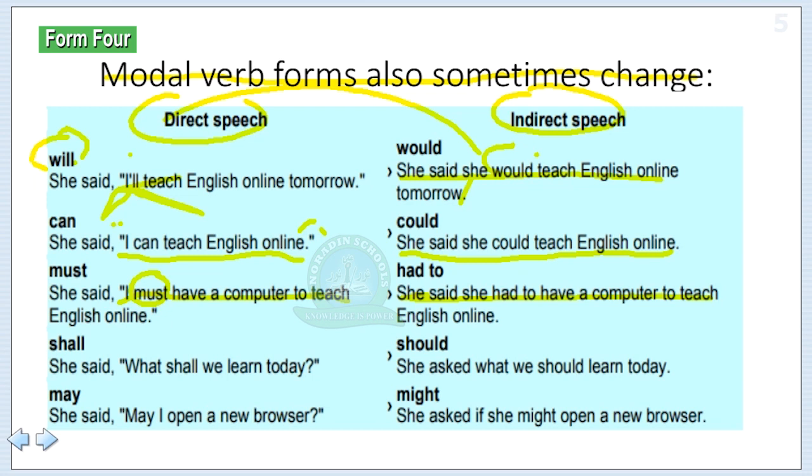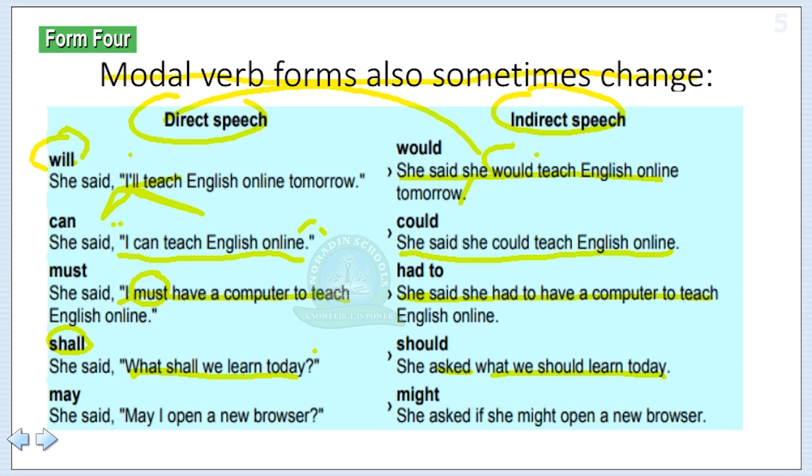What about shall? She said, "What shall we learn today?" Okay, she is asking. This is a question. You see, she asked what we should learn today. So this is direct speech and this is indirect speech. Remember, whenever you want to change this one, change the auxiliary verbs into past, should.